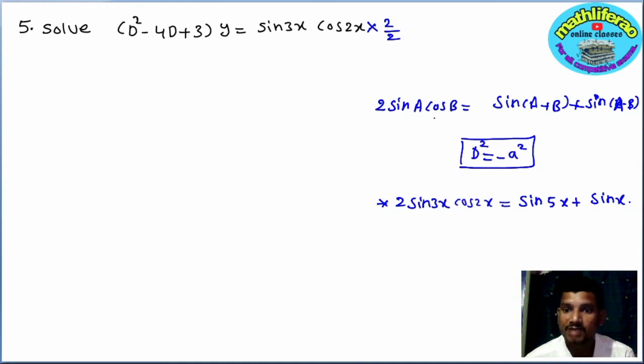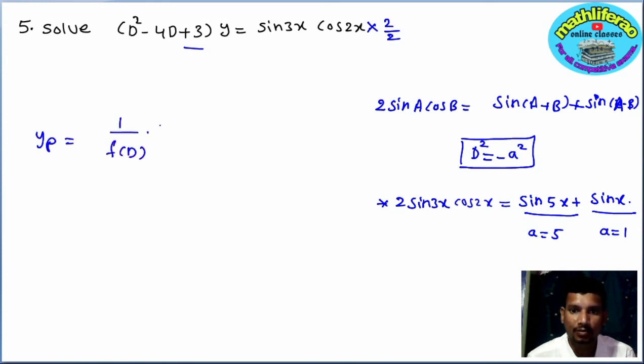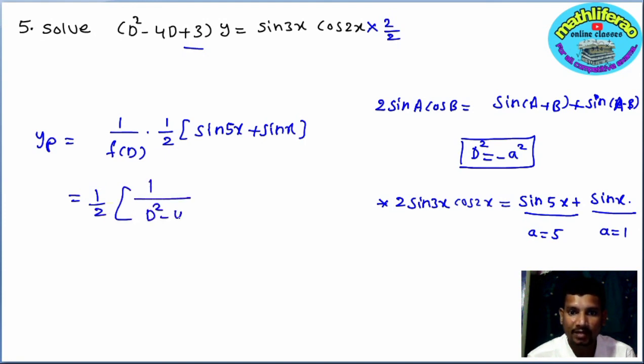Then using the formula 2 sin A cos B equals sin(A plus B) plus sin(A minus B), 2 sin 3x cos 2x means sin 5x plus sin x. This is the first part, sin ax, and this is the second part. Here in the first part the a value is 5, in the second part the a value is 1. How do we convert it? yp equal to 1 by f of D into sin 3x cos 2x; after multiplying and dividing by 2, it becomes 1 by 2 into sin 5x plus sin x, and here 1 by 2 of 1 by f of D, where f of D is D square minus 4D plus 3, into sin 5x plus sin x.